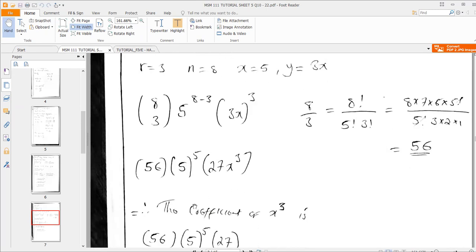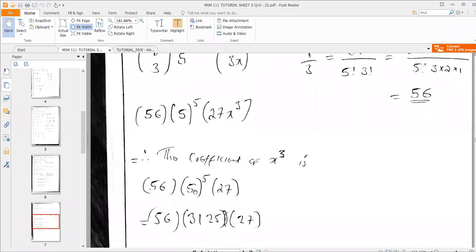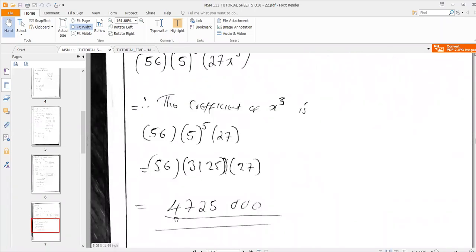So when you multiply this out, the coefficient of x to the power 3 is 56 times 5 to the power 5 times 27. When the figures here are too big, you can just leave it the way it is. But if you're able to multiply, 5 to the power 5 is 3,125, times 56 times 27. You have this to be our coefficient. That will be our final answer.